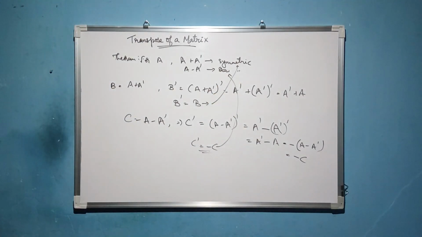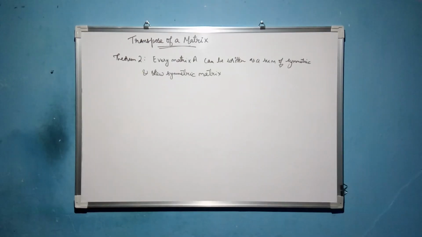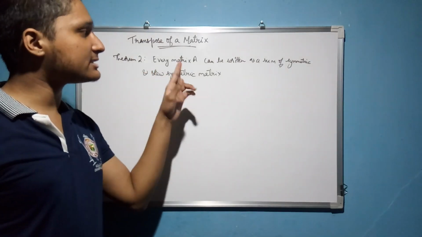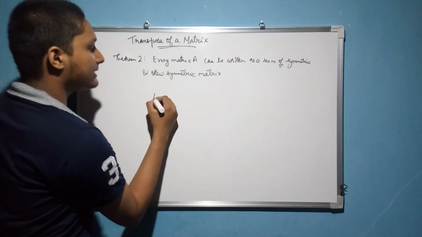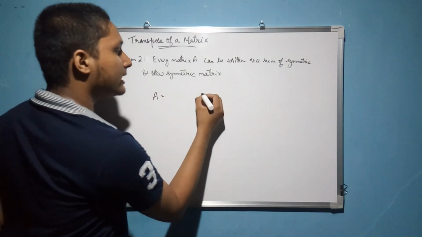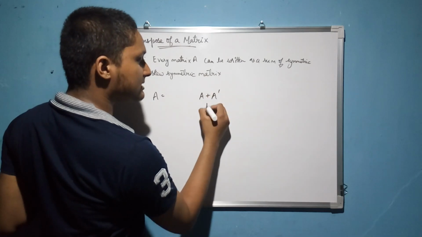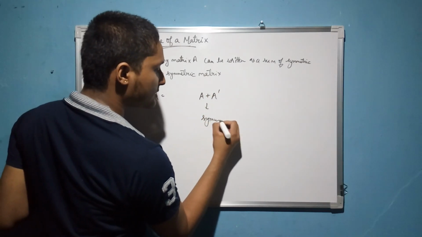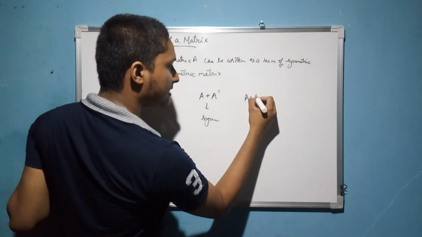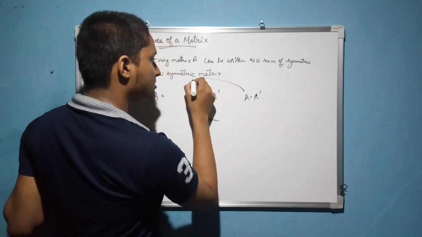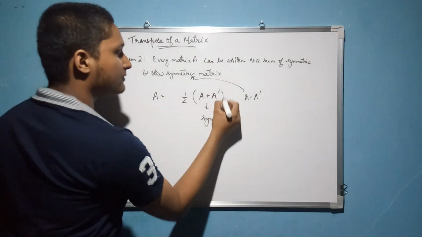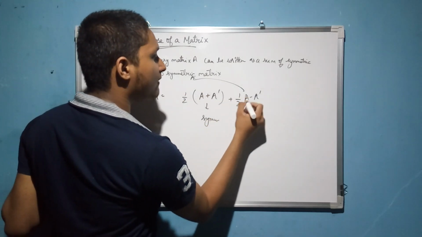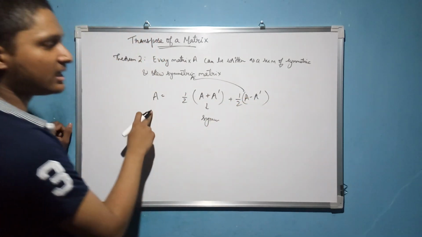We'll learn the next theorem now. Okay, you have your second theorem. Second theorem says that every matrix A can be written as a sum of a symmetric and a skew symmetric matrix. So I need to write A as something. I know that A plus A transpose is symmetric, and A minus A transpose is skew symmetric. Okay, this much I know. So I can write half of this one plus half of this one is going to be A.